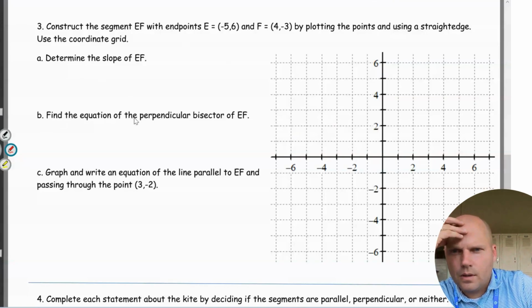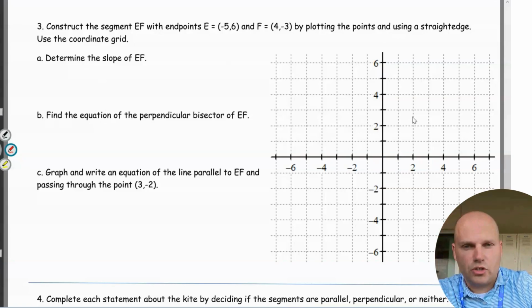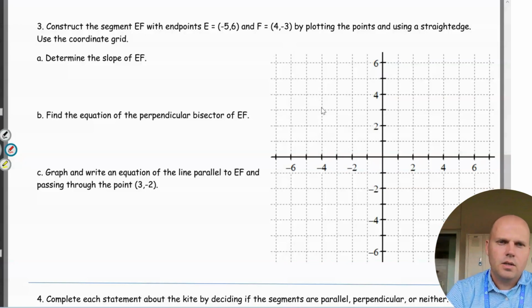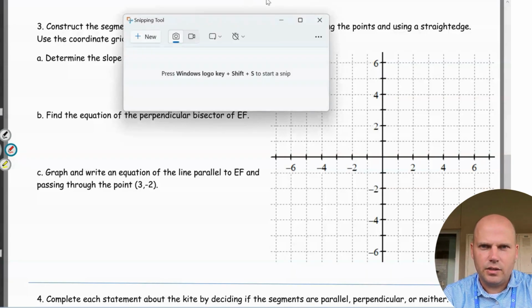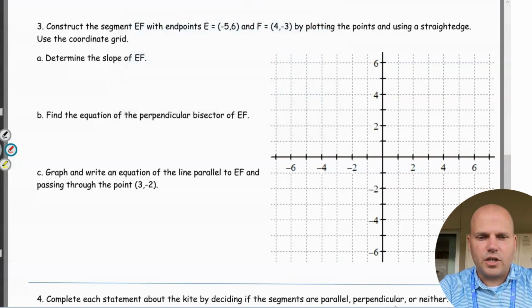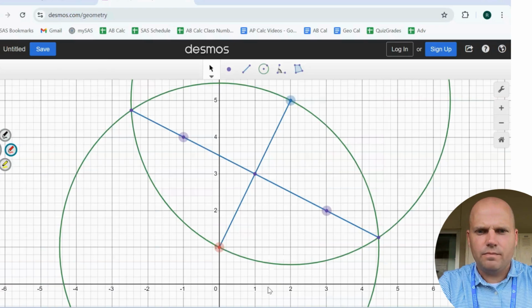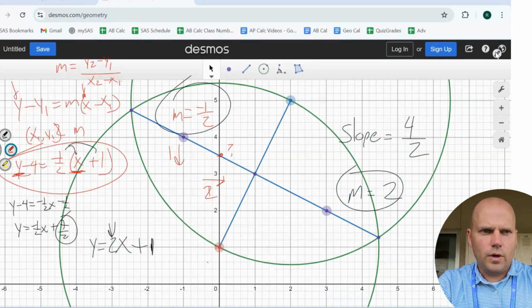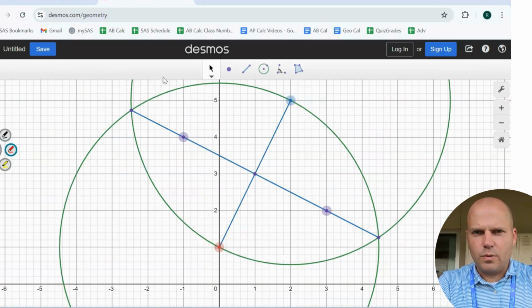Okay. I think for this part B, they want you to construct it because we haven't talked about how we can find the middle of 2 points yet. So I'm going to go ahead and break out my guy and construct it. I'm actually going to do it in Desmos because it was fun. -5, 6, and 4, -3. So watch what we can do in Desmos.